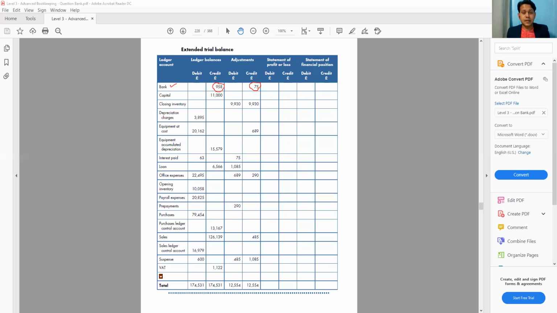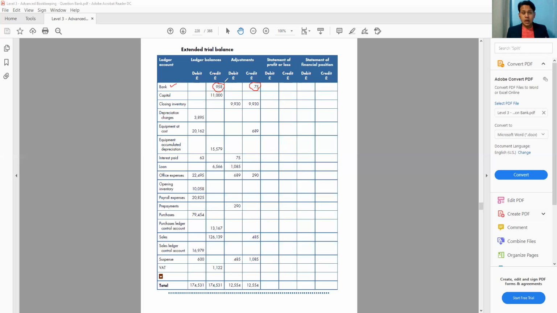And if it is a current liability, where will it go? Profit and loss account or statement of financial position. You can say SPL or SOFP. So the bank will go to SOFP as overdraft as a credit. So we can say bank, SOFP, credit. And how much will it be?